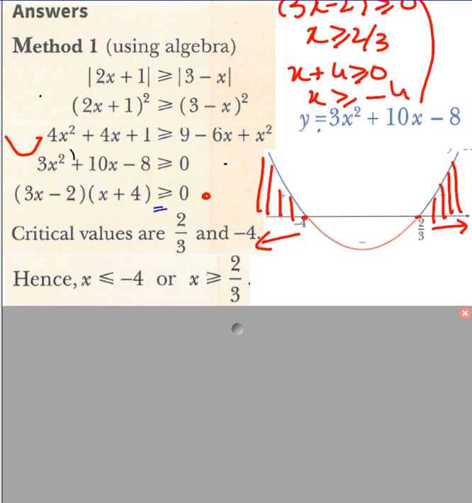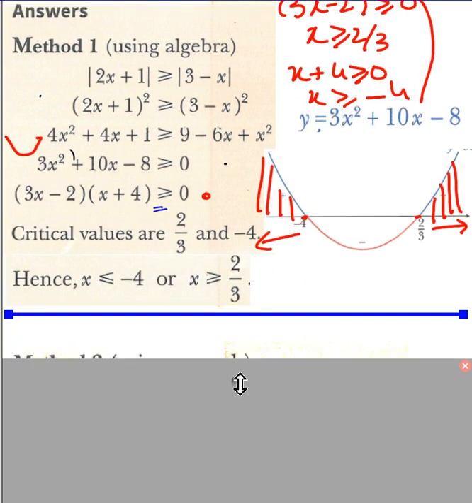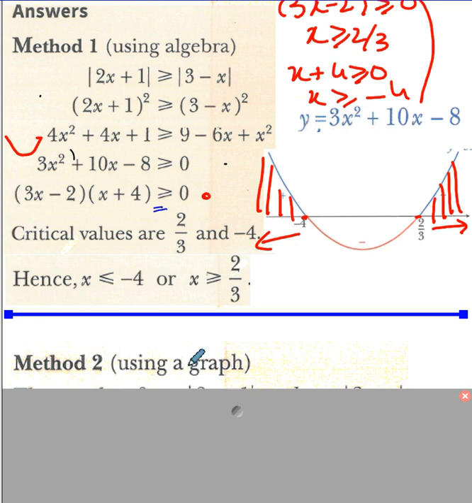This is using the algebraic method. Now let's see using the graph method, what do we do? So this was the original question. Now, when you are solving graphically, you sketch both of these modulus curves separately.